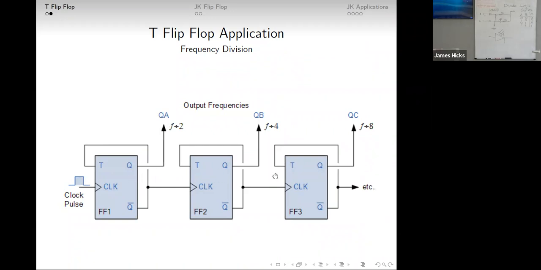So then they keep chaining these together. If the output from the first one is half the frequency, if I duplicate that over here, it would be a fourth the frequency, so you can keep dividing down the signal.